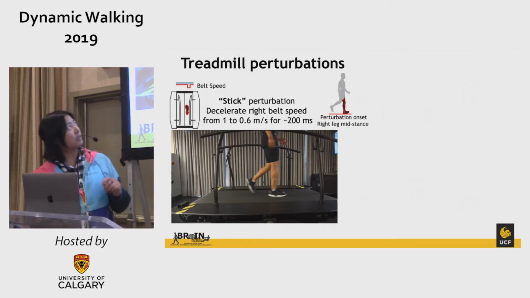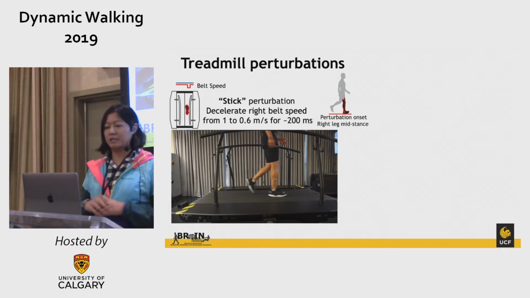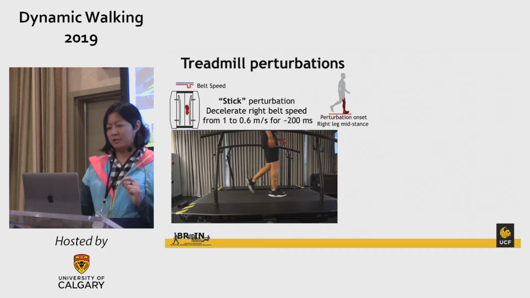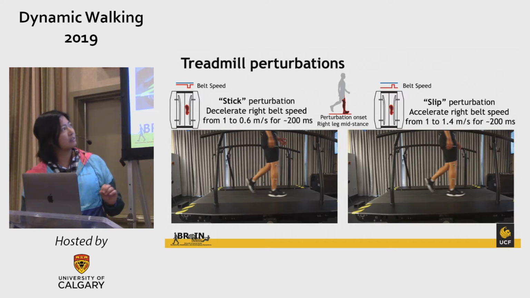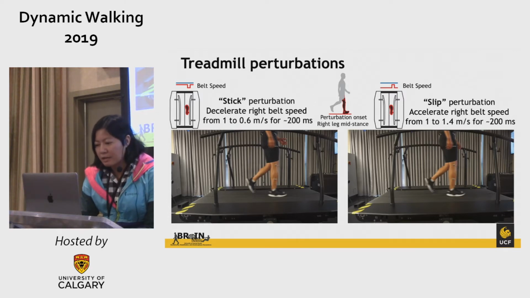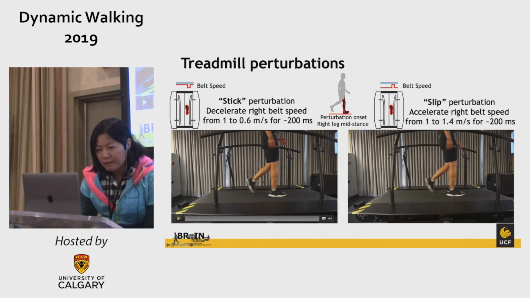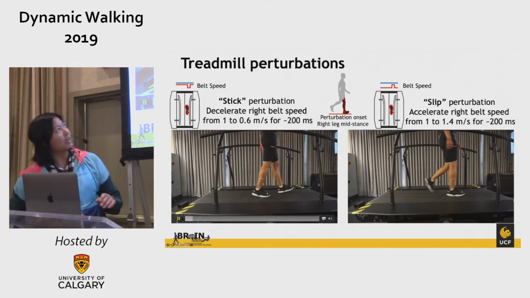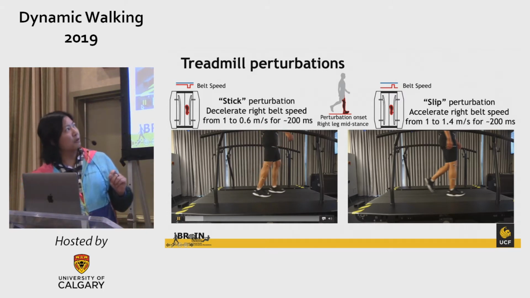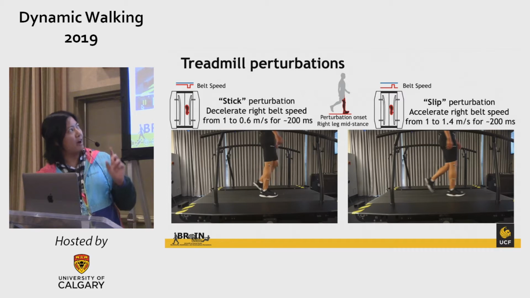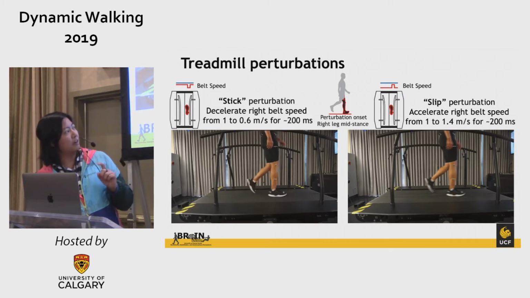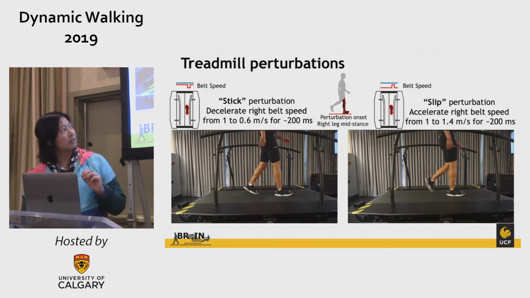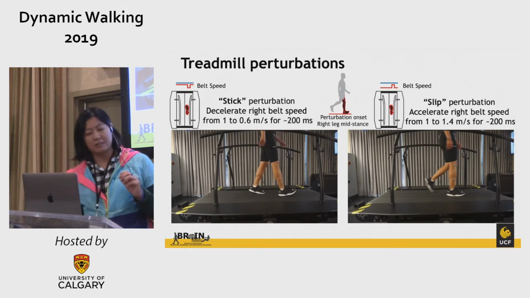And in one case, we have what we call a stick perturbation, and that's when we decelerate the belt from 1 to 0.6 meters per second for 200 milliseconds. So it looks like this. Oh, I guess it didn't play. Let's start with this one. Okay, so this is the stick. So in each group of 5, 4 of them are going to decelerate, and 1 of them will not. So hopefully you can see that.